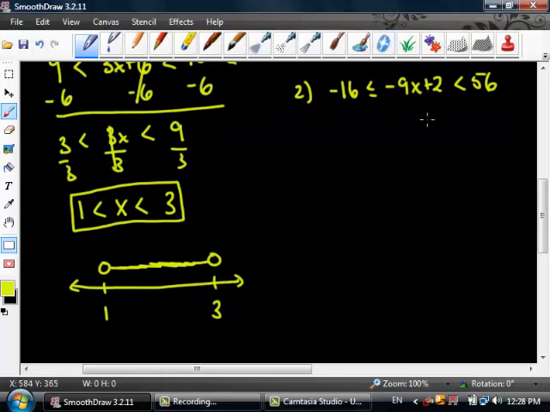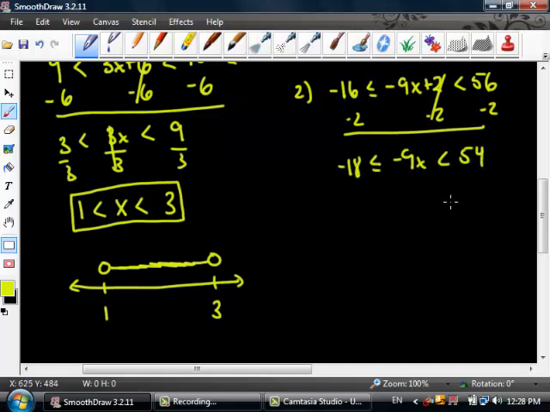Okay. We're all good with subtracting 2, right? So I got negative 18, negative 9x, and 54. Now, when I divide by negative 9 here, Jared, what's going to happen? You have to flip the inequality sign. Flip all the inequality signs, right? So this is going to be negative 6, and this is going to be positive 2.